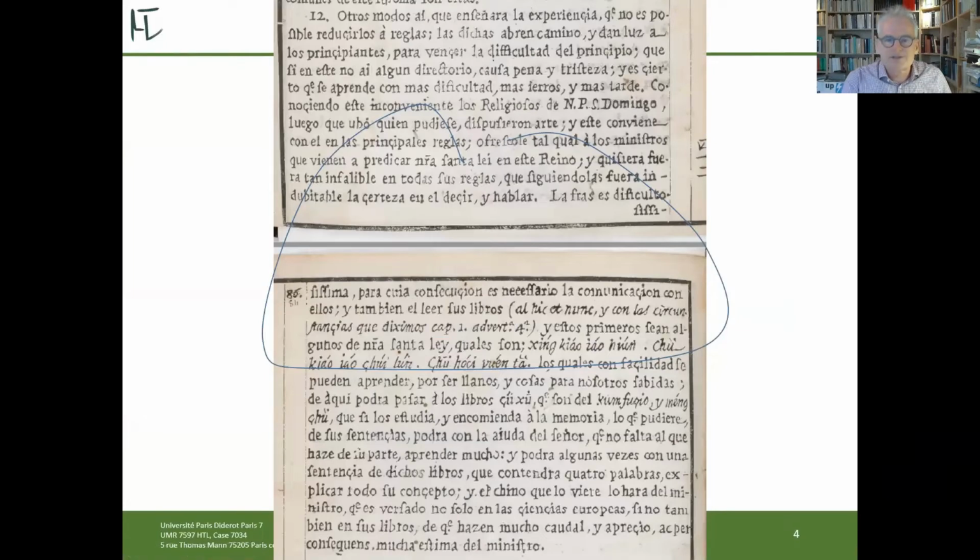This is another section from the same grammar from Francisco Varo, Arte de la lengua mandarina, and you find here about earlier sources. It is not the first grammar of this language. And then you find at the end of the last page, la frase es dificultosísima. The phrase is very difficult. Para cuya consecución es necesario la comunicación con ellos. Y también leer sus libros. And then you find, of course, information that communication is also important.